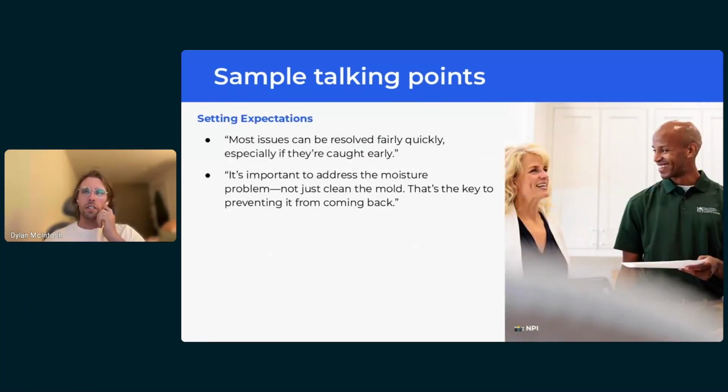You want to make sure that the client's expectations are set correctly. Talking through that mold issues, generally speaking, can be resolved fairly easily if they're caught early. If the moisture issue is a minor one before it becomes a major moisture issue, it's usually the smaller the project, the smaller the underlying problem, the easier it is to resolve. And the most important thing with the mold problem is the underlying moisture issue, because fixing that will prevent it from coming back.